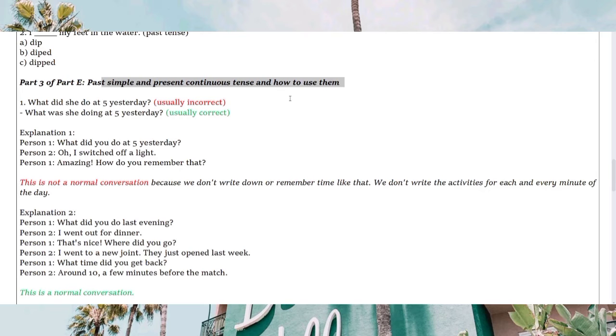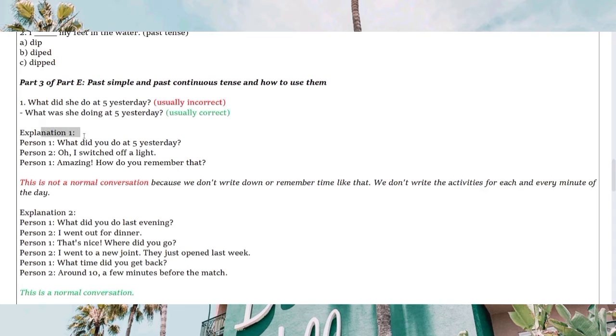Okay, now the most interesting and most important part. Past simple and past continuous tense and how to use them in your conversations or in your sentences. Let's see number 1. So what did she do at 5 yesterday? is usually incorrect. It can be correct, but usually it's incorrect. What was she doing at 5 yesterday is usually correct. What was she doing at 5? What is at 5 then?